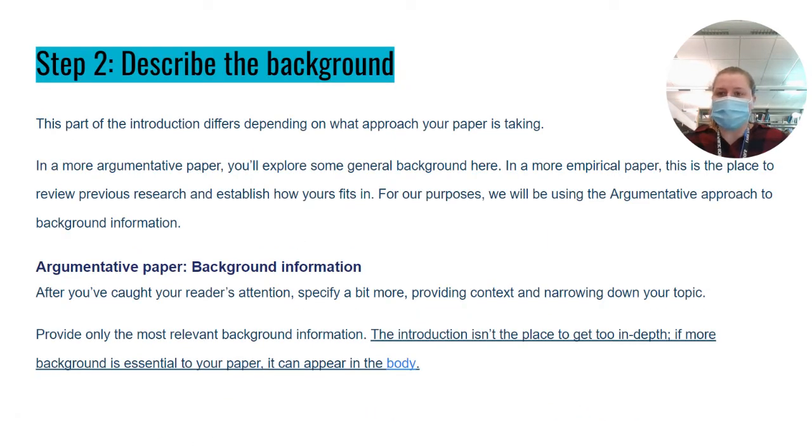Next thing you're going to do is describe the background. This is going to be short and sweet. It depends on the type of paper you're writing. In this case, we're going to be calling this an argumentative paper. You're just going to give some general background. So after you've caught the reader's attention, you're going to specify a bit more, providing context and really just narrowing down your topic so they know what aspects you're going to be talking about. Provide only the most relevant background information. You don't need to give a lot of details. This is not the place to get in depth. If you want to provide more details later on, this would be more appropriate to do in your body.